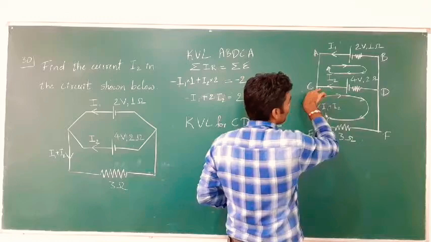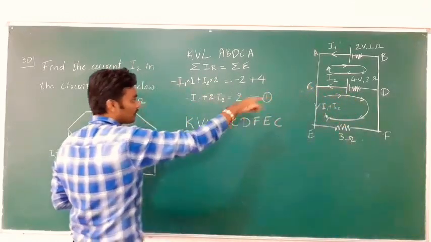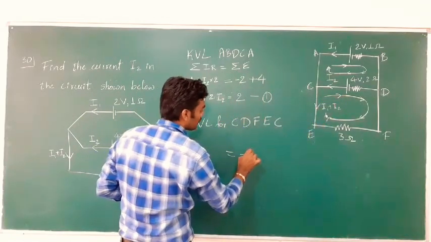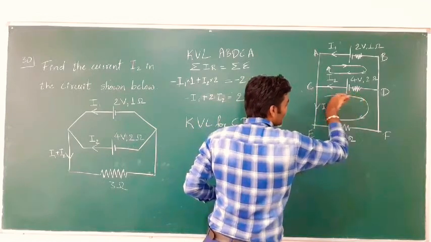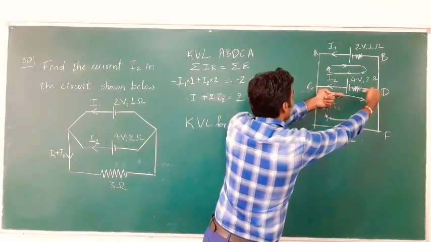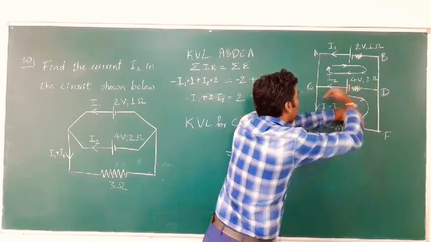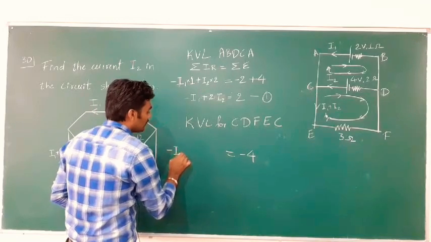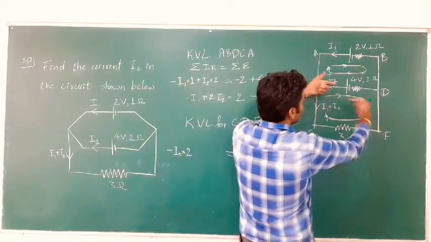Okay. So now first what I see is a cell again, and that cell has the EMF of 4 volt, but I touch the positive terminal of the cell. So I put minus 4 volt. Then moving ahead, I see a resistor here and the current of I2 is flowing through that resistor, but the direction of current is opposite to the direction of my traversal. So I put minus I2 into 2 here in the LHS, okay, because the direction of current is opposite.